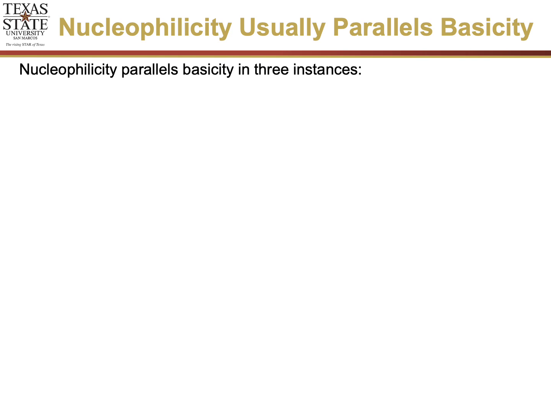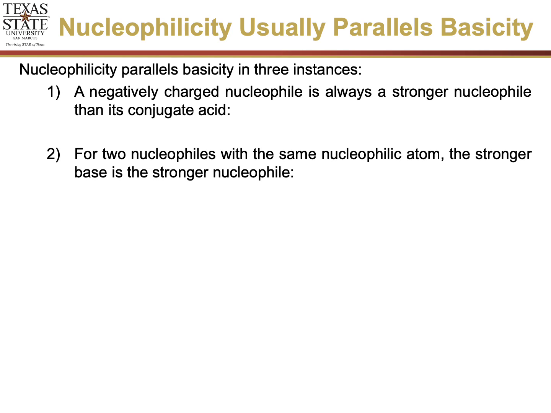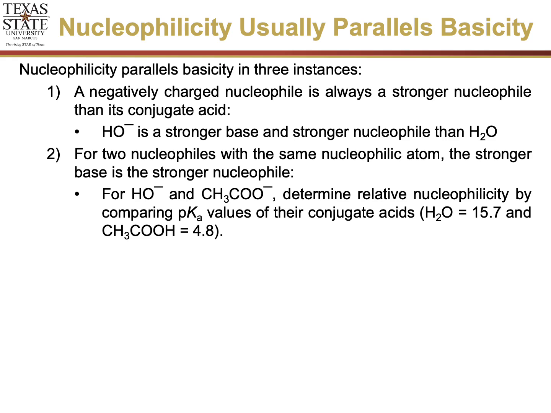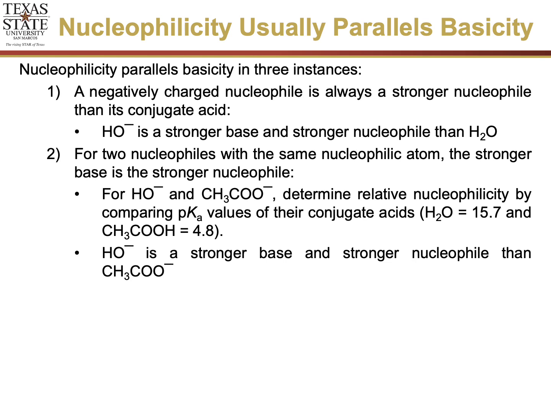Okay. Typically, nucleophilicity does parallel basicity. For example, a negatively charged nucleophile is always a stronger nucleophile than its conjugate acid. So hydroxide is the stronger base and therefore a stronger nucleophile than water. Okay? If two nucleophiles have the same nucleophilic atom, i.e. oxygen, the stronger base is always the stronger nucleophile. So if we compare hydroxide to the acetate group here, and we look at the relative pKa's of water and acetic acid, we can see that acetic acid is stronger. Therefore, the acetate ion is the weaker base, making hydroxide the stronger base, making hydroxide the stronger nucleophile.